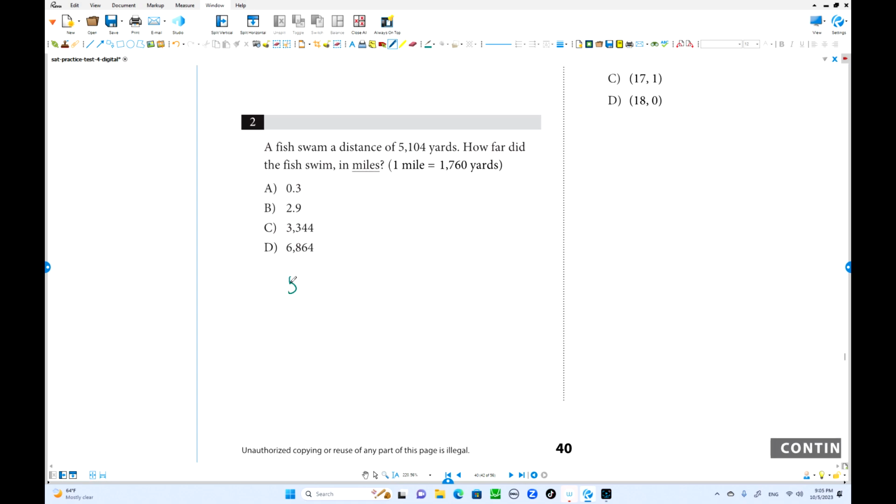Number 2, we have 5104 yards. How far did this fish swim in miles? We can use a converting ratio. The converting ratio is what? 1 mile is equal to 1760 yards. But we have to be careful: yard is at the bottom, that's why this cancels out. So 5104 is the numerator and the denominator is 1760.